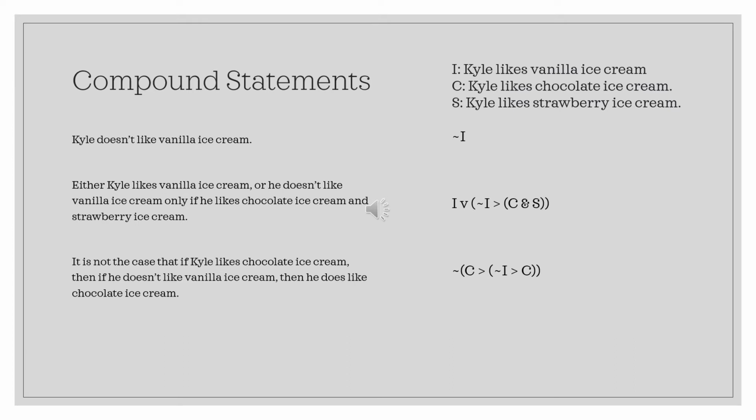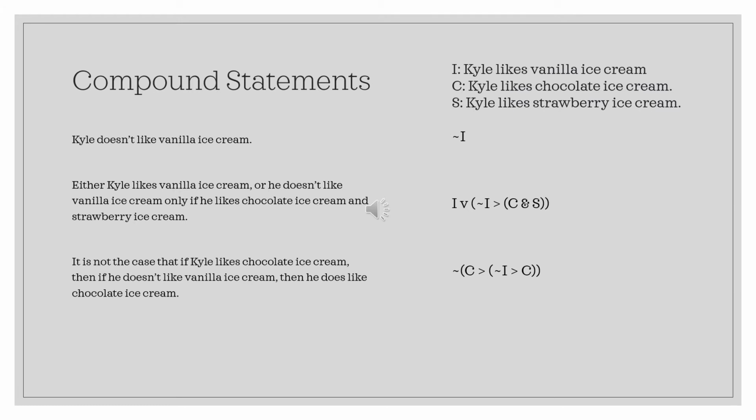So we've got either Kyle likes vanilla ice cream, I, and then the wedge, or, and then we've got this rather complex thing. He doesn't like vanilla ice cream only if he likes chocolate ice cream and strawberry ice cream. So then we've got not I, arrow, C and S. So he doesn't like vanilla ice cream only if he likes chocolate and strawberry.